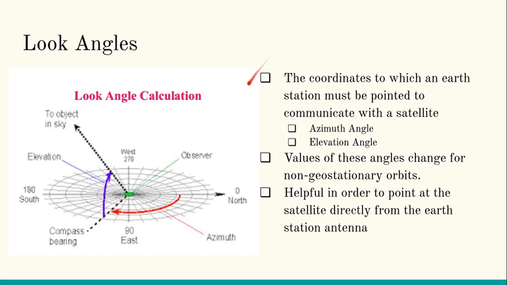Now let's see look angles. Look angles are basically the coordinates to which the earth station must be pointed in order to communicate with a satellite. For example, say you want to locate a satellite in the sky. How can you locate the satellite in the sky? That's where look angles come into the picture. It is a set of two angles. The first angle is the azimuth angle and the second angle is the elevation angle. These angles change for non-geostationary orbits, so they change for different satellites, and for the same satellite also they change with time.